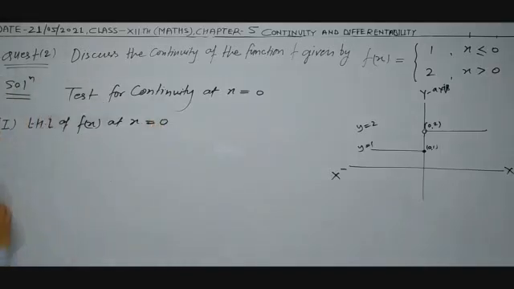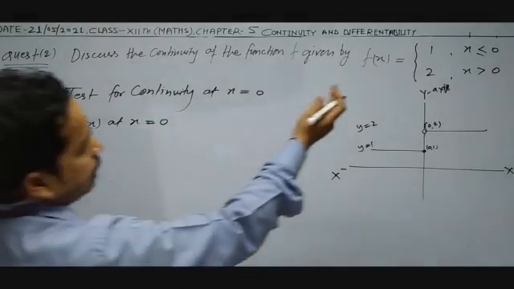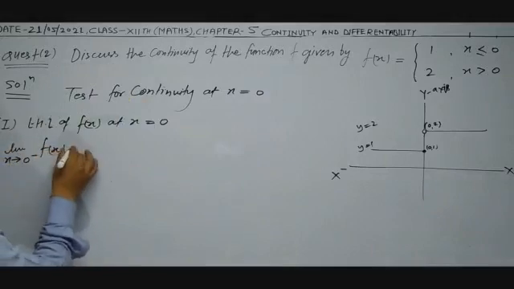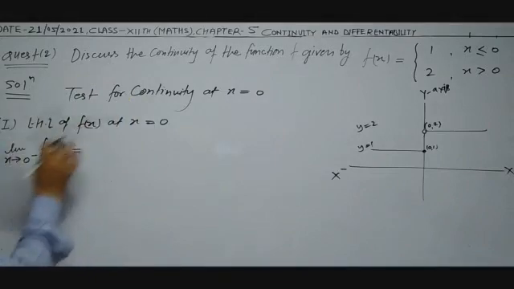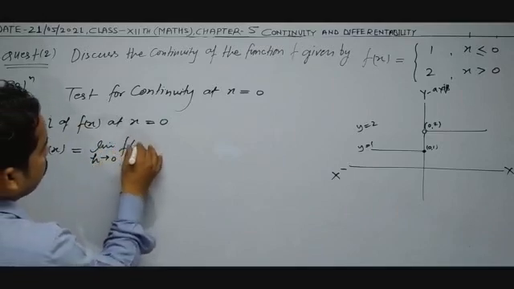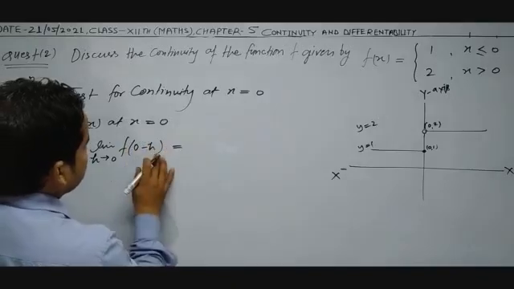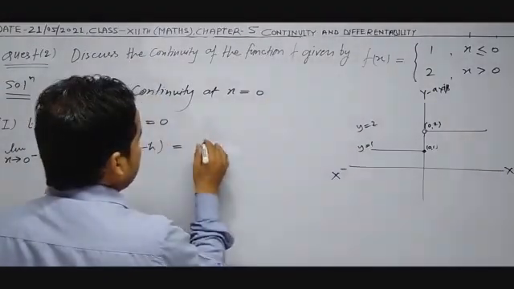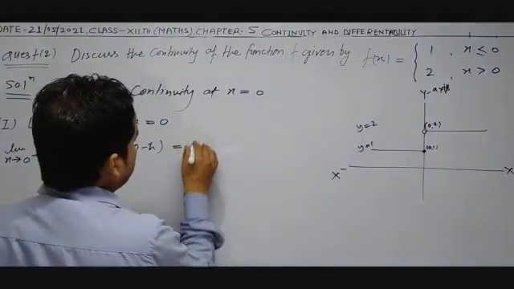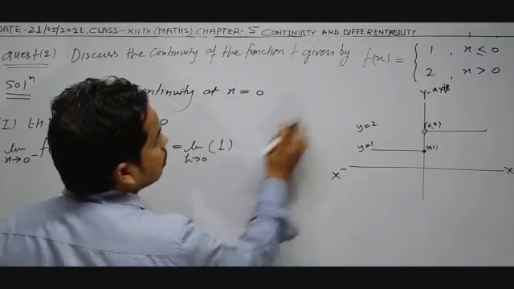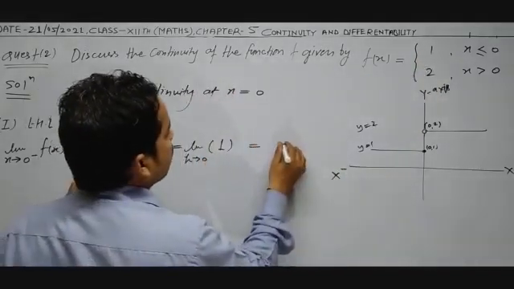So what will be the result? For the left hand limit, you will consider x less than 0. So limit x tends to 0 minus f(x). This is the format to write the left hand limit of the function. Limit h tends to 0 of f(0 minus h), which is less than 0, so this value will be equal to limit h tends to 0 of 1, because this is 1. So the result will be 1.